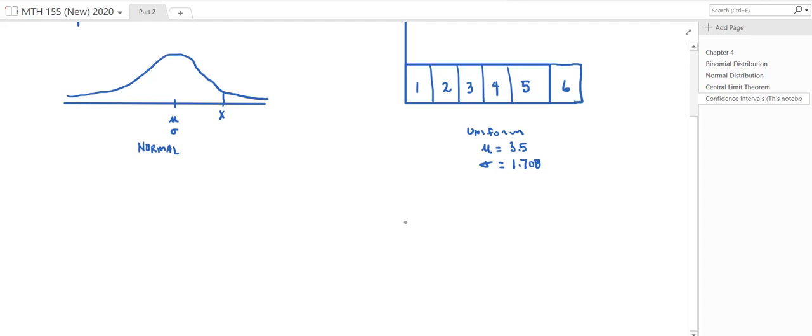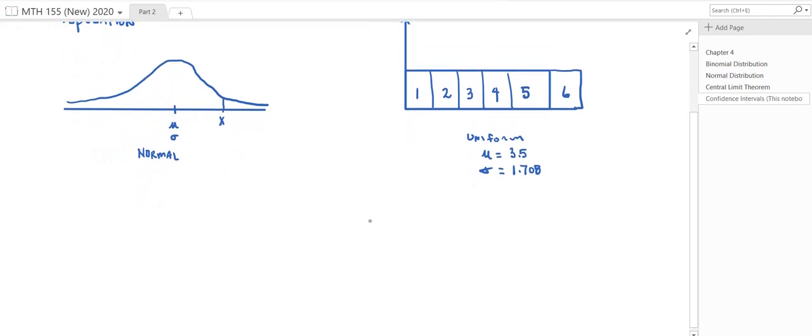We could do the same thing here. We could grab a certain number of samples, and we could create what we would call, in both these cases, so this is population, a different type of distribution that we called the sample mean distribution.